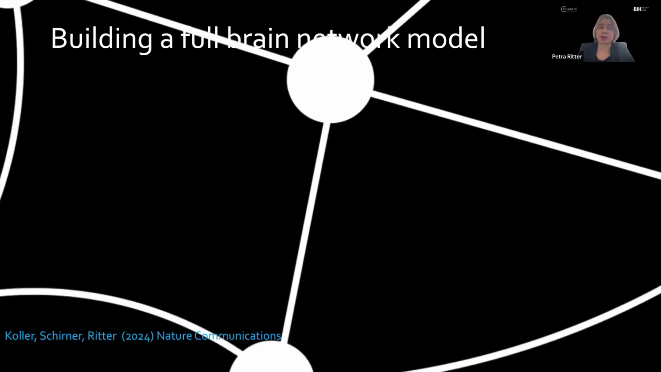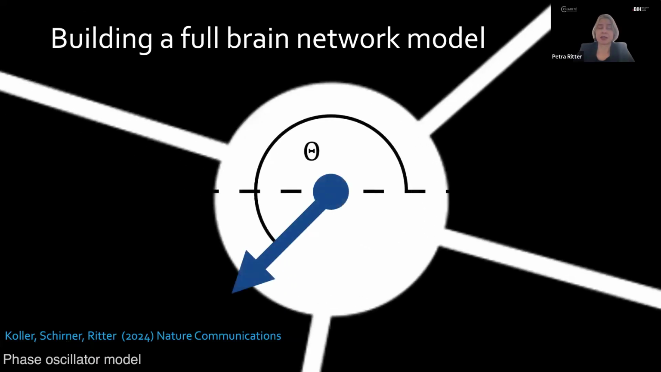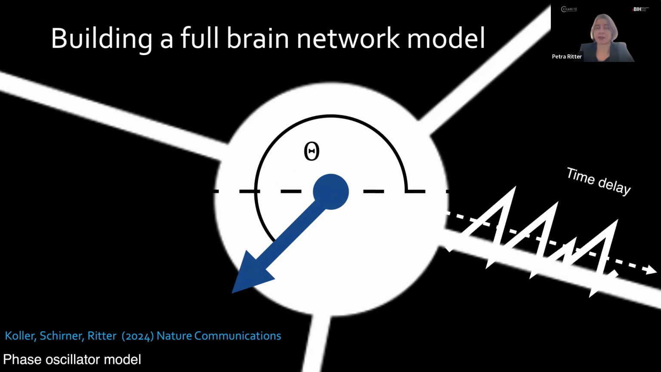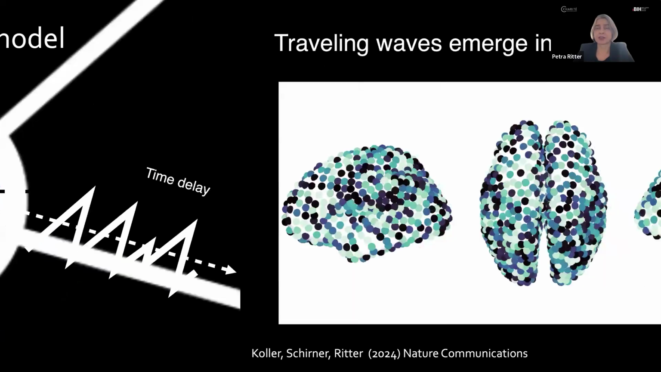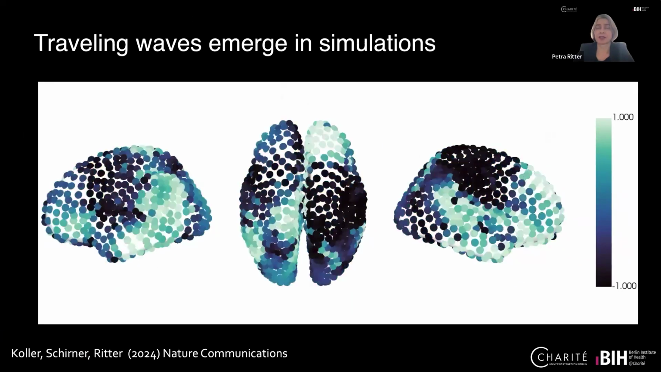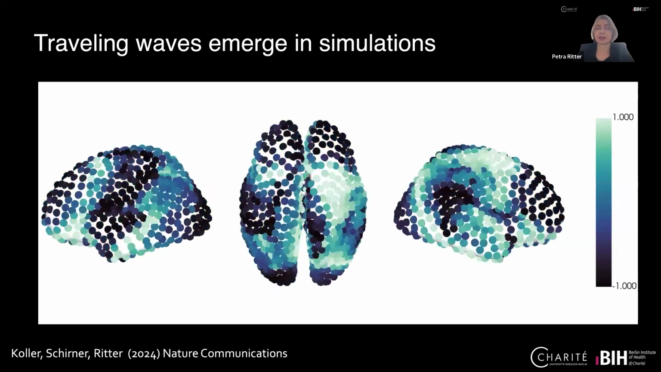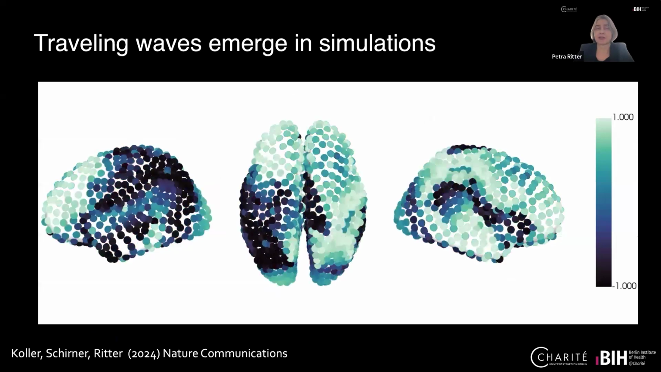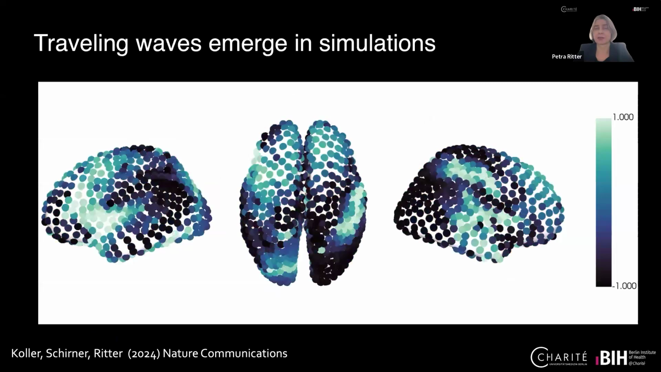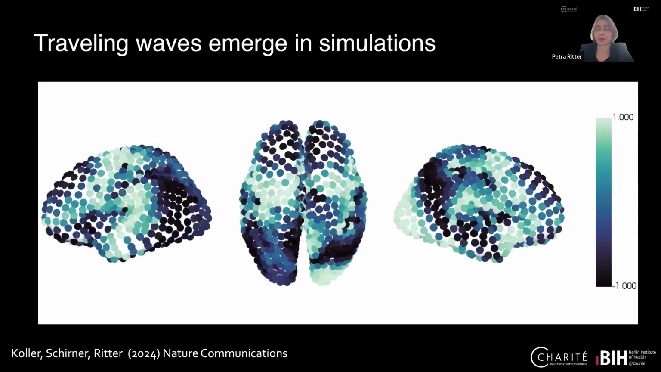This was a brain network model that we first generated. It's a brain network model of coupled oscillators, Kuramoto oscillators. We also take into account the time delays between the brain regions, and we run a simulation, and indeed we see that cortical traveling waves are being generated in such a brain network model.